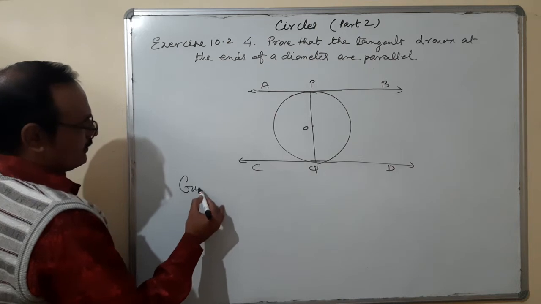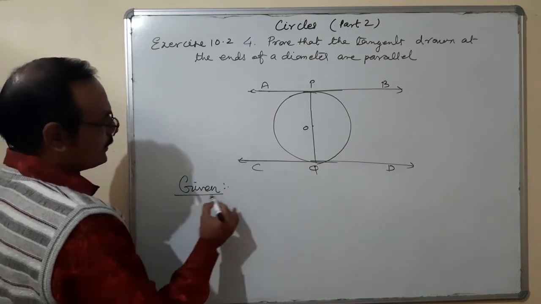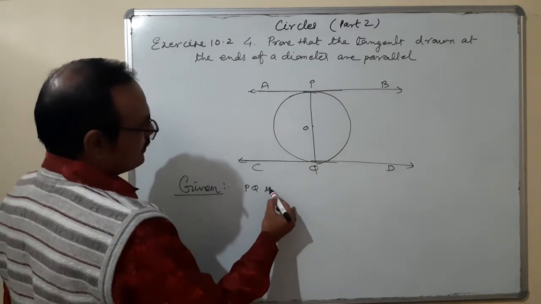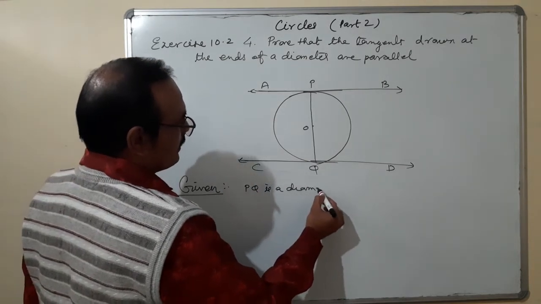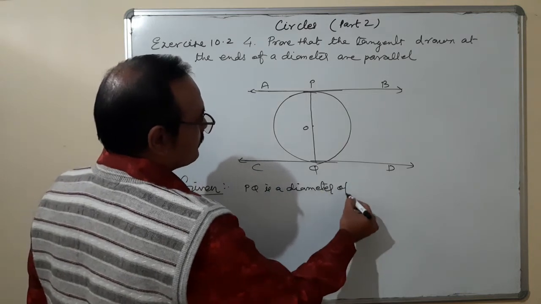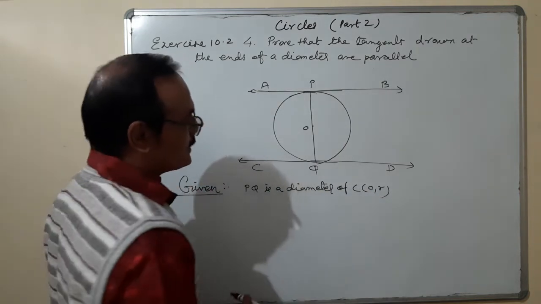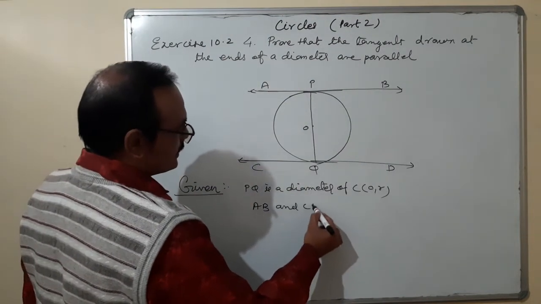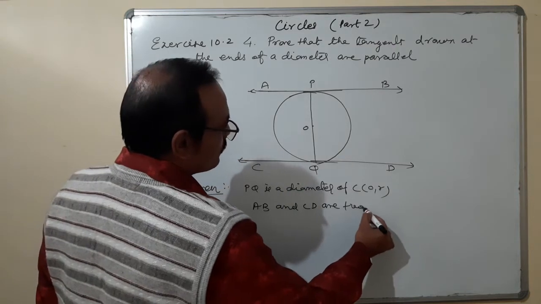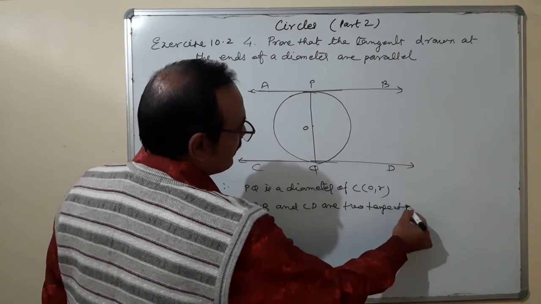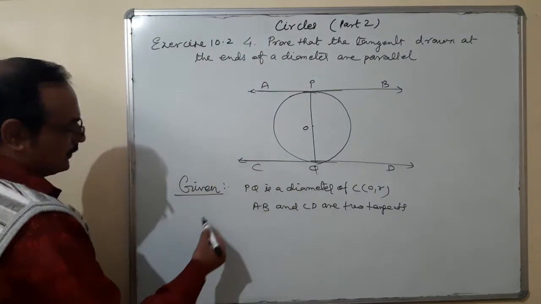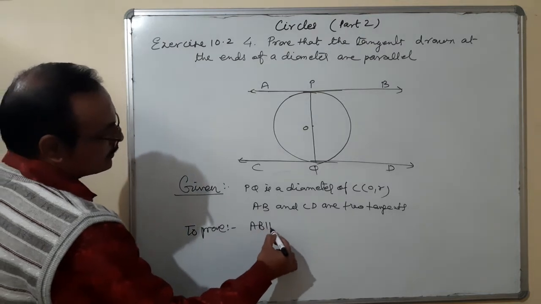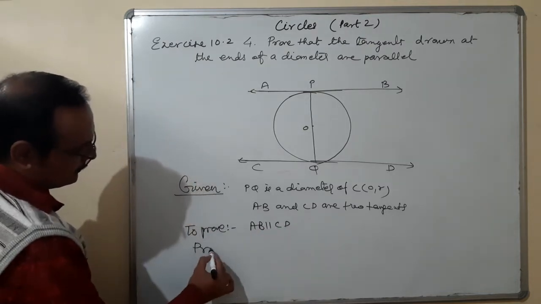Given: what do we have to write in the given part? In the given part, PQ is a diameter of a circle with center O and radius. AB and CD are two tangents. To prove: AB is parallel to CD.